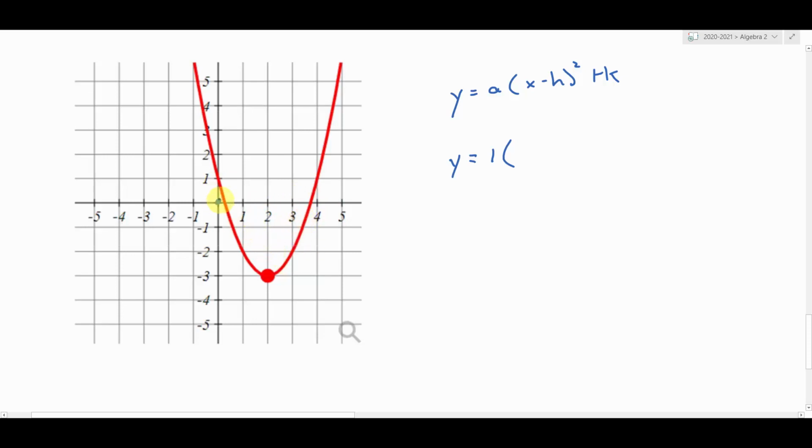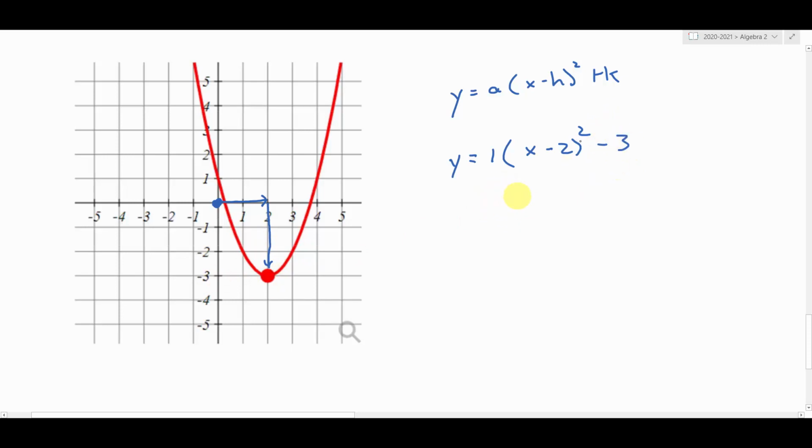Okay, now remember, the vertex of a quadratic usually starts at 0, 0, but this one has obviously been moved. It has been moved to the right 2. So to move right 2, I need an x minus 2. And then it has moved down 3 units. So to move down 3, I need a minus 3 on the end.